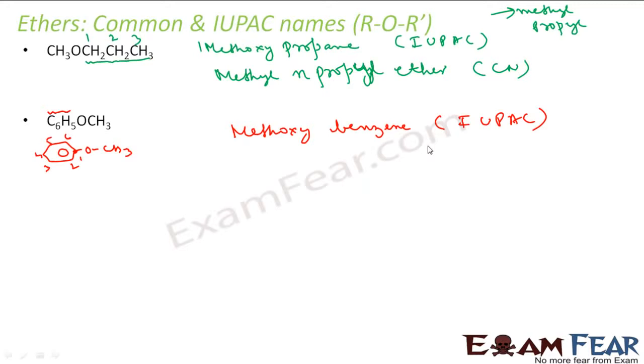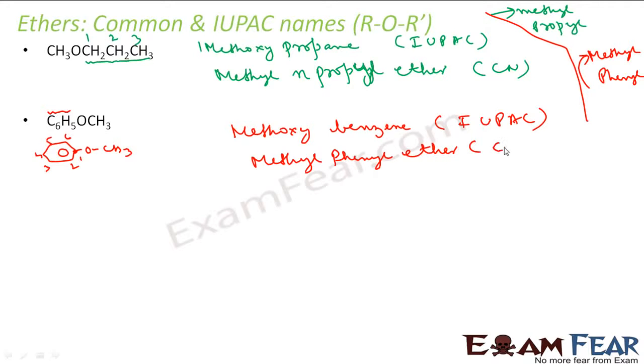Now the common name. So I have here methyl and phenyl. Methyl and phenyl. Correct? A, B, C, D, E, F, G, H, I, J, K, L, M. M comes first. So it will be methyl phenyl ether. And this is the common name. It is also called anisole. Please note, this is also called anisole. Remember, this is also a very important compound. It's called anisole.